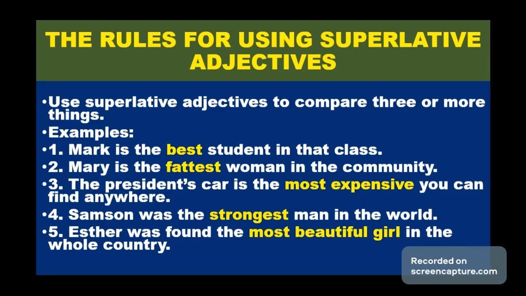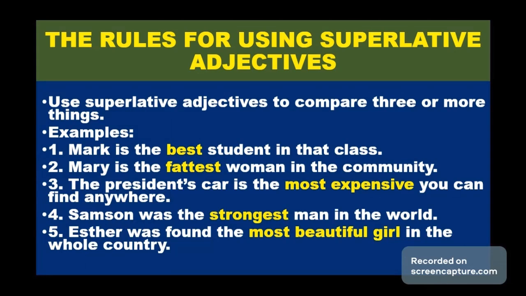The third one, the president's car is the most expensive you can find anywhere. So we are comparing the president's car with all the cars you can find anywhere. And we are saying the president's car is the most expensive you can find anywhere. Okay, so the next one is number 4. Samson was the strongest man in the world. The strongest. We are talking of all the men in the world during the time of Samson, and we are saying Samson was the strongest man in the world.